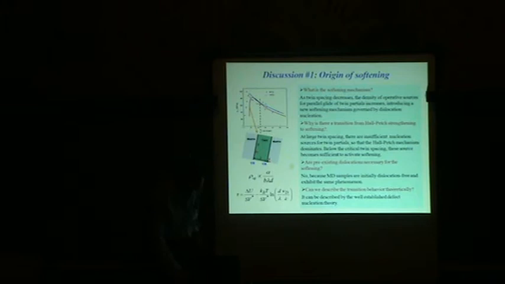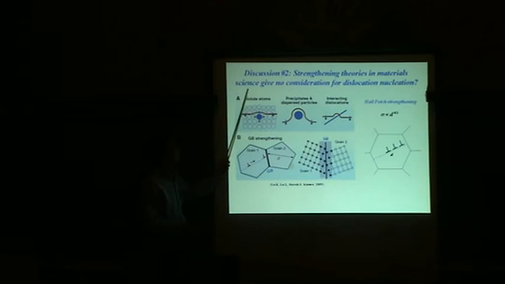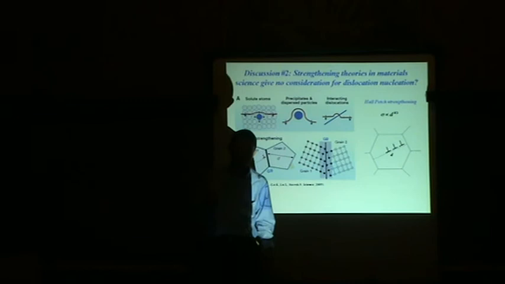So, discussion number two. The classical textbook information about strengthening theory in materials science gives no concern for nucleation. If you read the materials science textbook, we talk about strength, and it's always interaction: between two dislocations, between dislocation and grain boundary. How come we never talk about nucleation? That's the question, right?